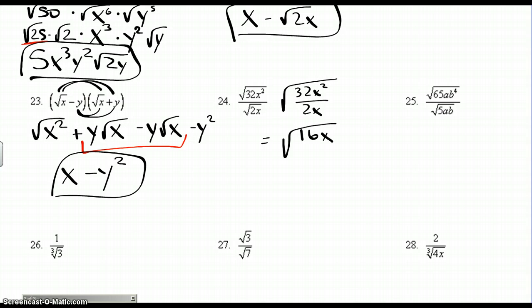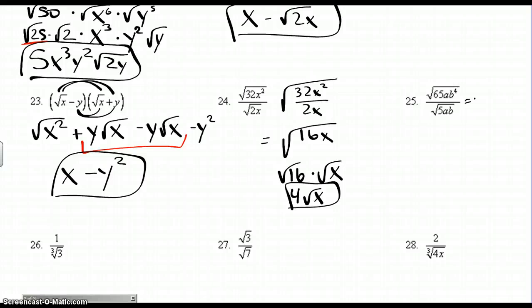16x. Now the square root of 16x, we can simplify, and I'm going to break it off into the square root of 16 times the square root of x. And we know the square root of 16 simplifies to 4, so it's just 4 times the square root of x. Okay, 25, same idea.